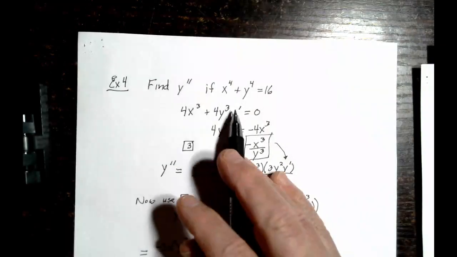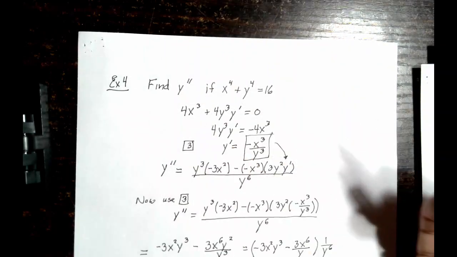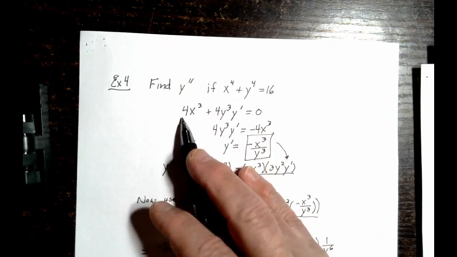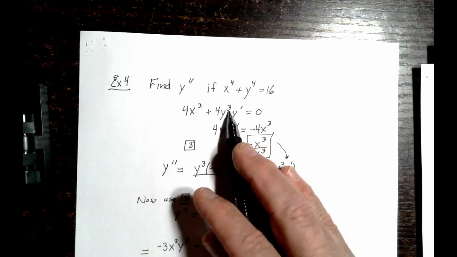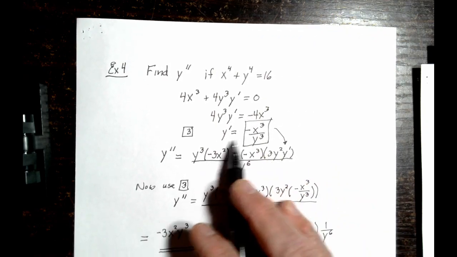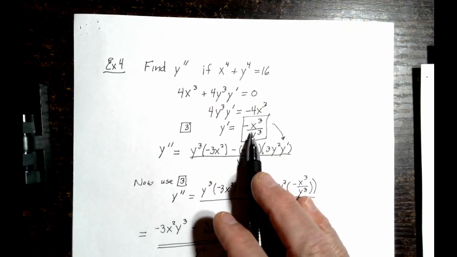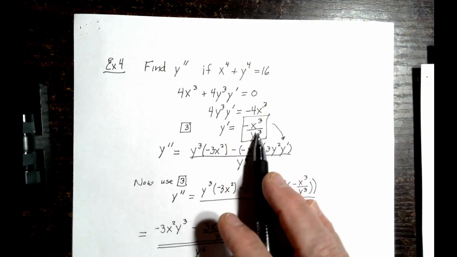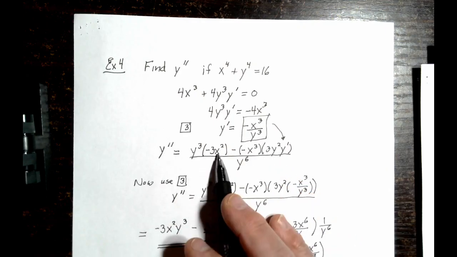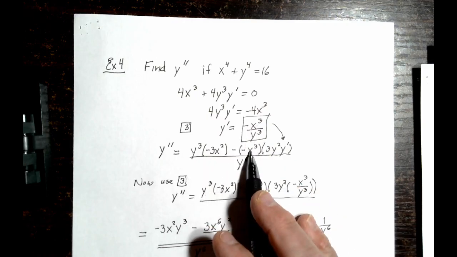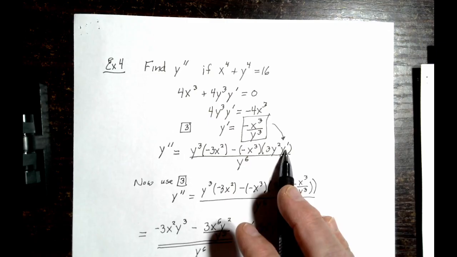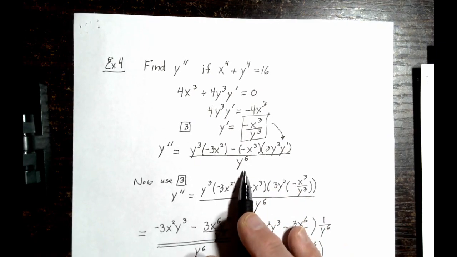On this one, if you want to find the second derivative, you first take the first derivative. So you get 4x cubed, you get 4y cubed y prime, and you get 0. And now you can solve this for y prime. Okay? And now if you take the derivative of this, you get y double prime, which is the bottom times the derivative of the top minus the top times the derivative of the bottom. Notice when you do the bottom's derivative, you tag on a y prime all over y to the 6th.